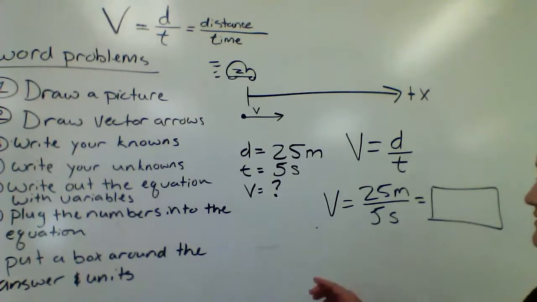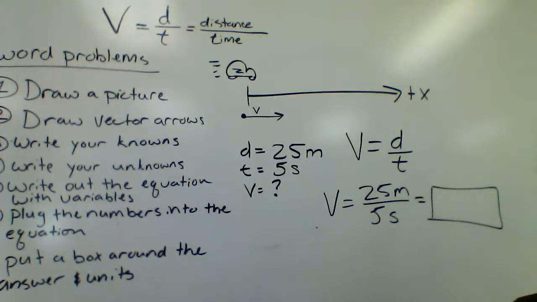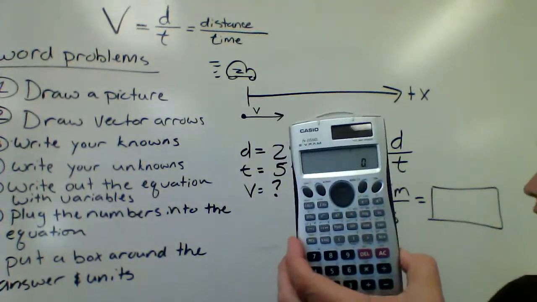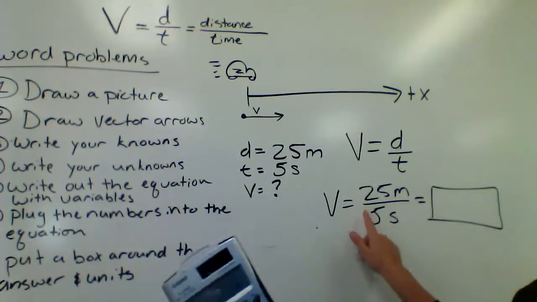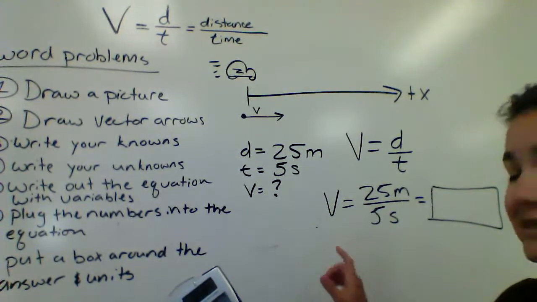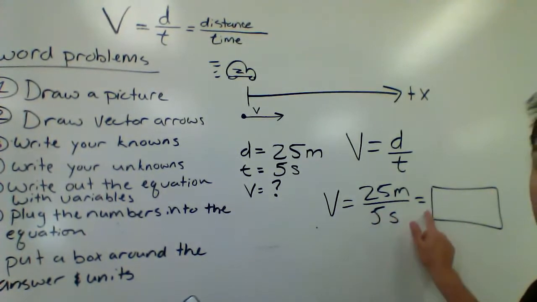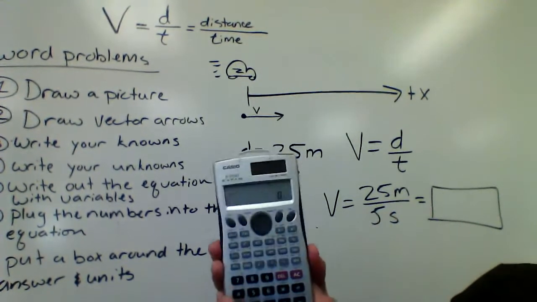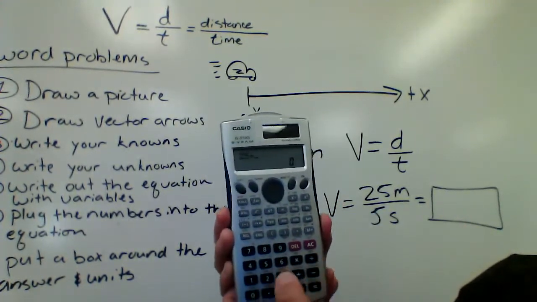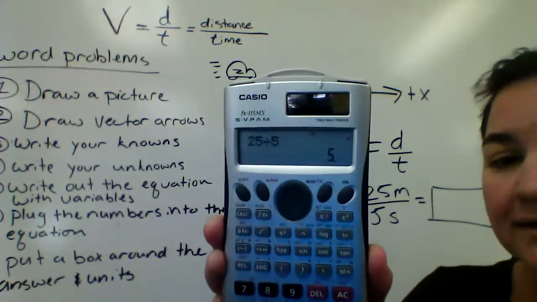The last step is to put the answer into a box with the units there. All right, so this is how you're going to plug this into your calculator. You are going to do the top number, divide bottom number. You read this equation just like a sentence. 25 divide 5 equals. All right, so here's how we're going to do it. 25 divide 5 equals. And there's your answer.